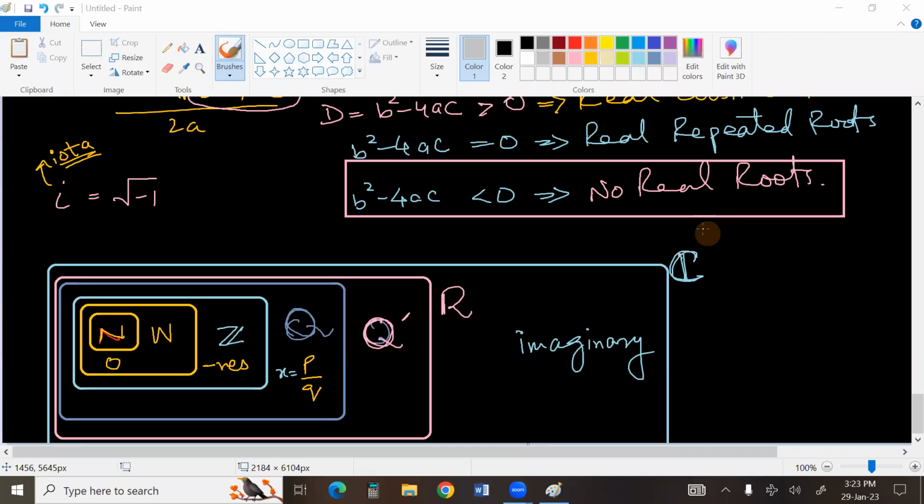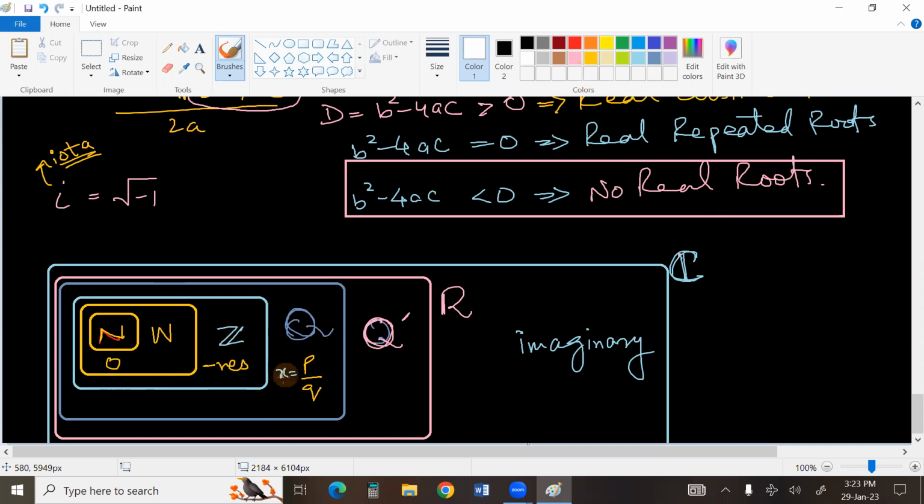Hello everyone. In this short video, we are going to discuss complex numbers and their basic operations. So first of all, you see that we have the set of natural numbers, which is the smallest that we know of. And then if we include zero in it, we get whole numbers. If we include negatives, we get integers.